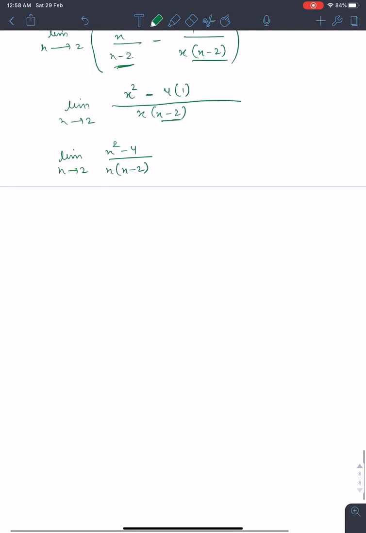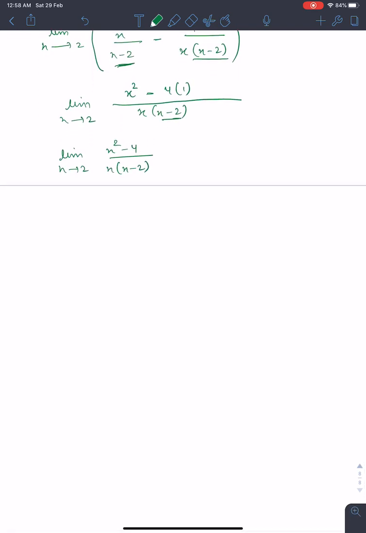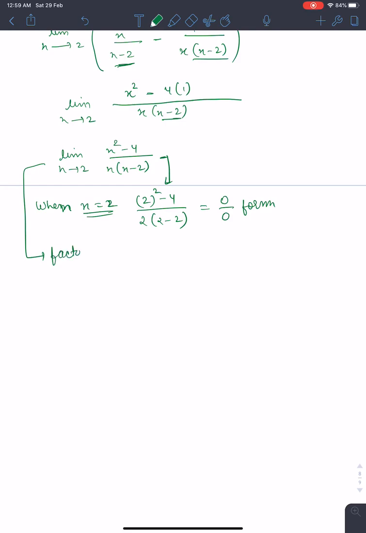Now the very first thing I told you is you just substitute 2 directly in this function. So when x is equal to 2, put x equals 2 in this function. 2 square minus 4 upon 2 into 2 minus 2, again it is of the 0 upon 0 form. So for these kinds of questions, which method are we going to use? Again, factorization.